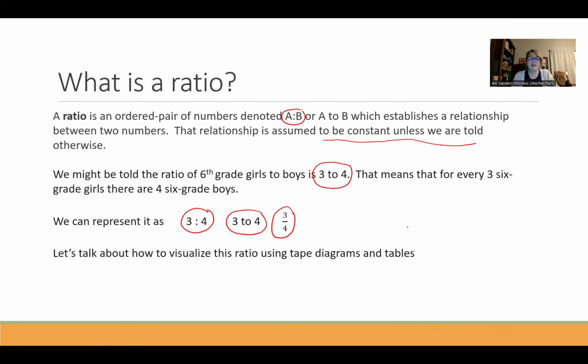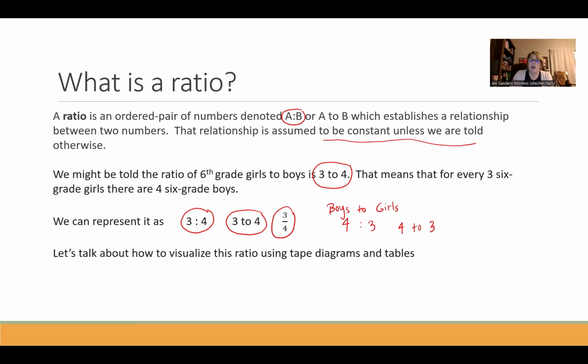Now, super important, if you want to flip the order and talk boys to girls, which you're completely allowed to do, let's say that we decided to talk about, well, what happens if we switch the order and the boys are first? Well, that means then that the 4 comes first. So the reason why it's called an ordered pair is that the order matters in terms of what it's representing. So in this problem, 3 is representing girls, 4 is representing boys. So if we reverse the order, we reverse the order.